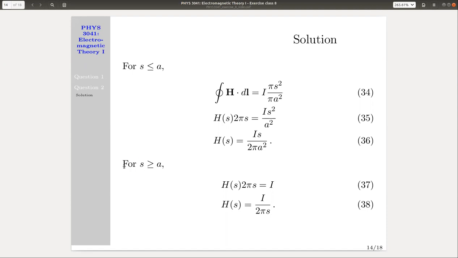And then let's consider the region outside the wire, so the radial distance s is greater than the radius a. Then similarly the left-hand side is just the same. But the right-hand side is always I, because we are now outside the wire, so no matter how large the loop that you draw, you always enclose the current I. And after rearranging the terms, you will get the H field to be equal to I over 2 pi s.